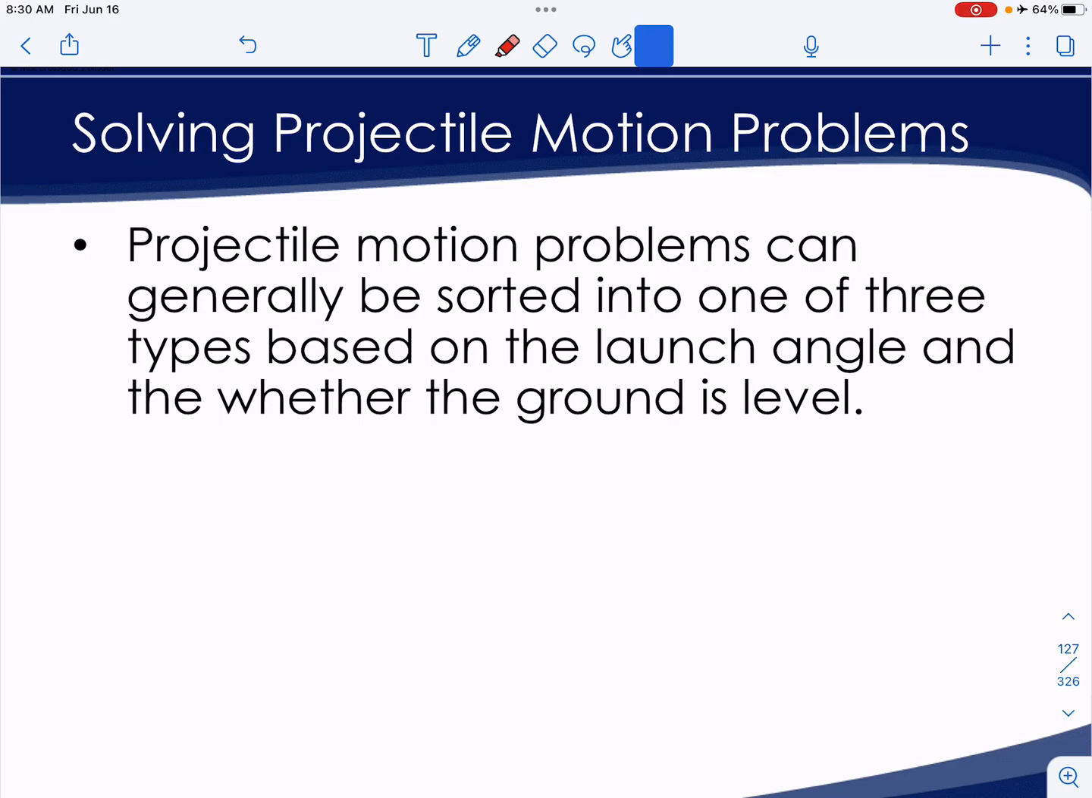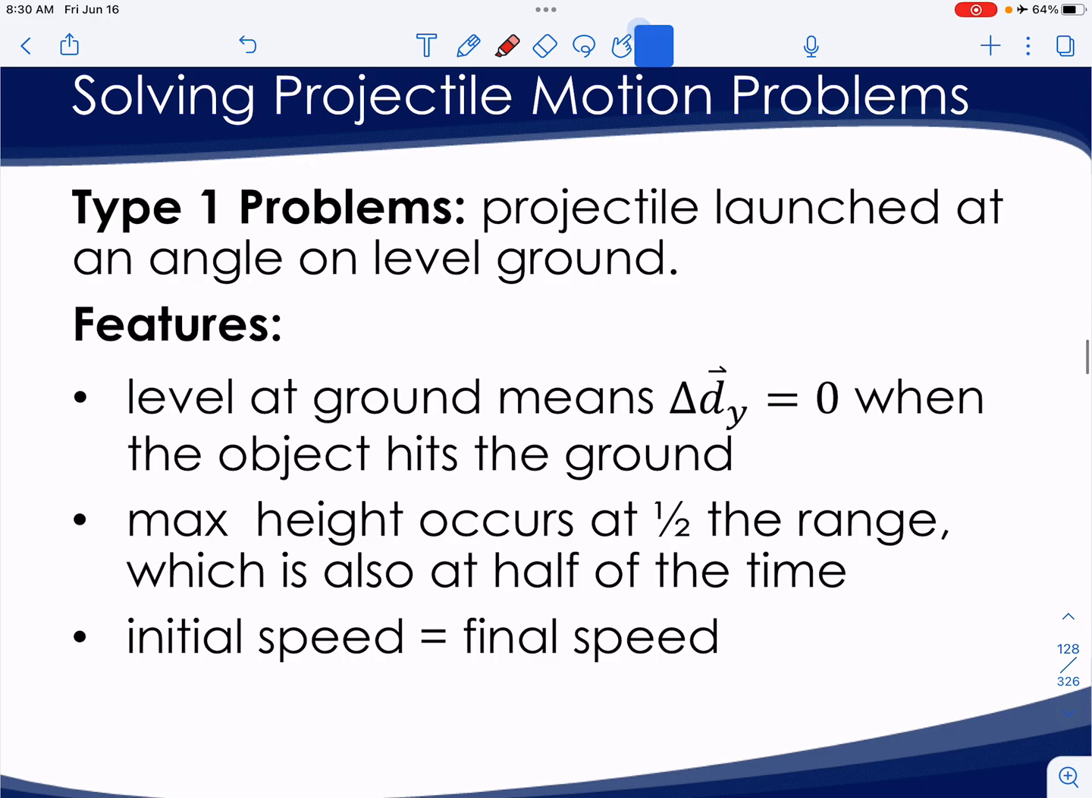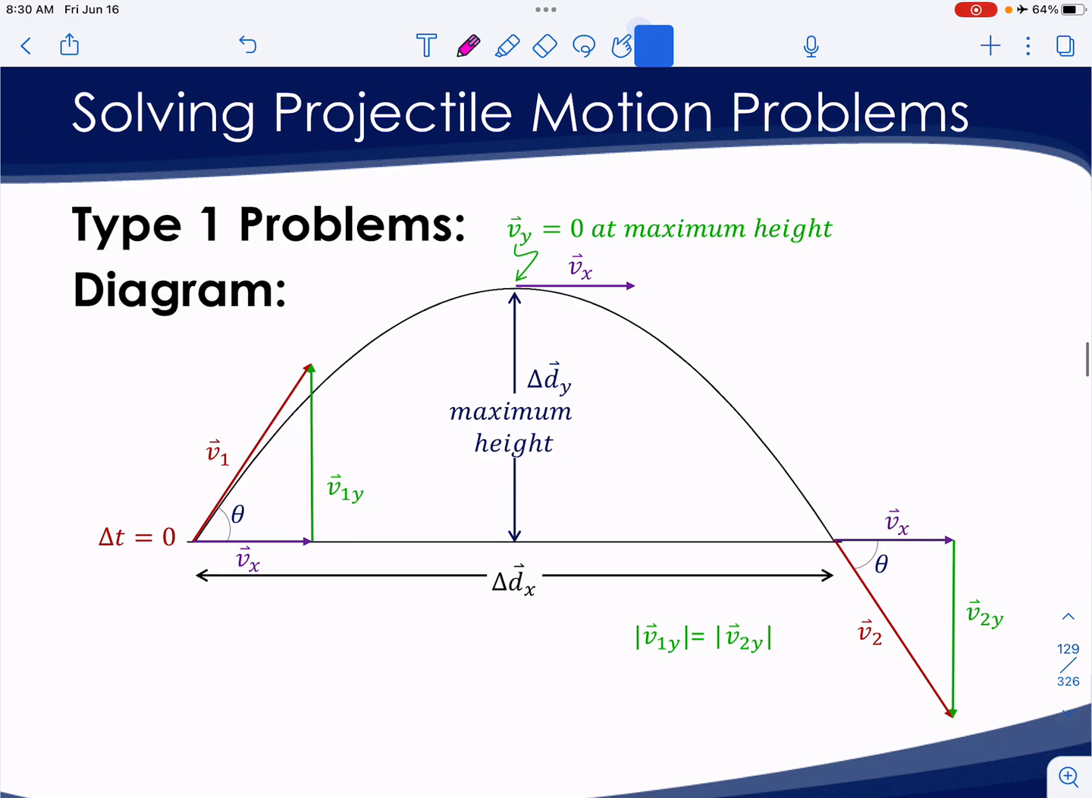Projectile motion problems can generally be sorted into one of 3 types based on the launch angle and whether the ground is level. Type 1 problems: projectile launched at an angle on level ground. So that would be like this kind of projectile. Yes, this is a type 1 problem.